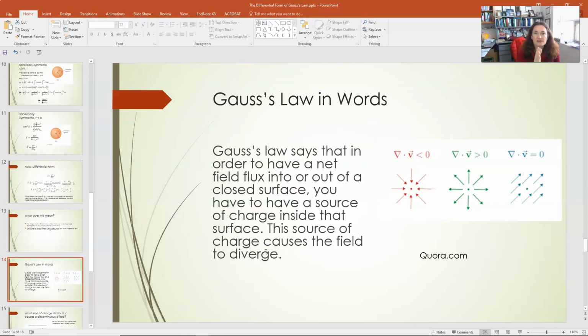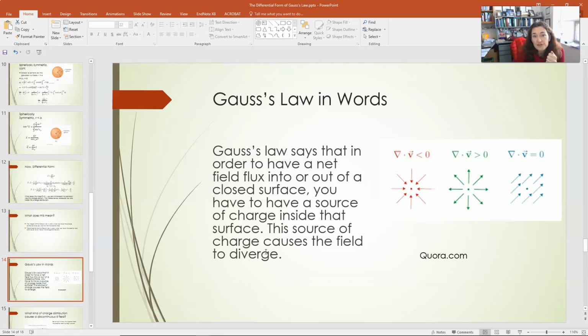Now, what is this Gauss's law in both integral and differential forms telling us conceptually? What would you use in words to describe what Gauss's law means? Okay. So Gauss's law says that in order to have a net field flux, in order to have electric field lines coming out over an area, some net flux and not a zero total flux if you add over the area, you have to have a source of charge inside that surface. You have to have a source or sink of charge. In other words, it has to be positive or negative charge inside the enclosed surface.